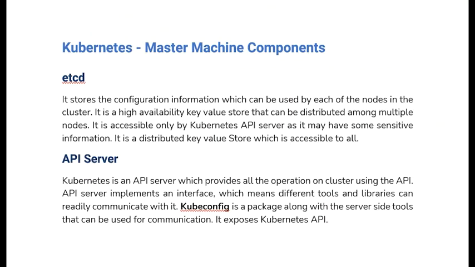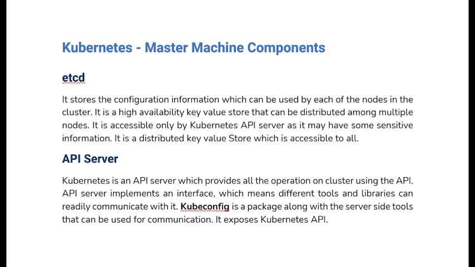First is etcd. It stores the configuration information which can be used by each of the nodes of the cluster. It is a highly available key value store distributed among multiple nodes, and it is accessible only by the Kubernetes API server. As it may have some sensitive information, it is not accessible to all. So that's the purpose of etcd.